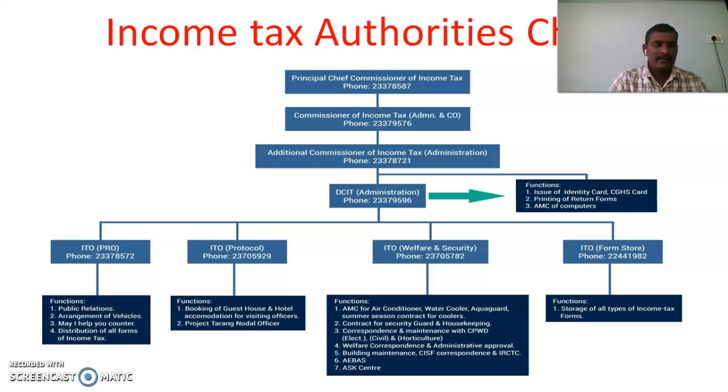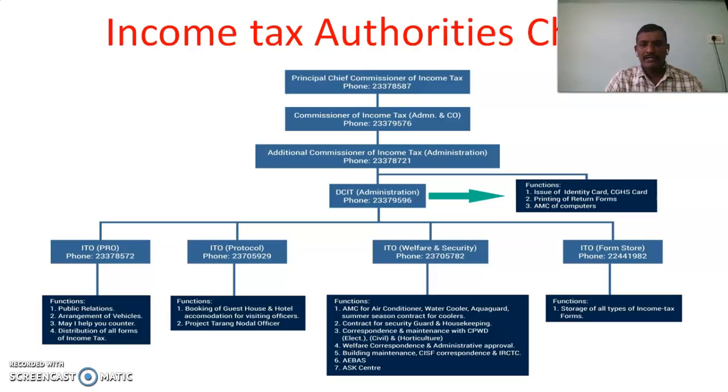For income tax officer PRO, the functions are public relations. Here PRO means public relations officers. Arrangement of vehicles. May I help you counter, that is call centers. Distribution of all forms of income tax. So these are the functions of income tax officer, public relation officer. Then there is another income tax officer for protocol. His functions are booking of guest house and hotel accommodation for visiting officers and projector Tarang nodal officer.